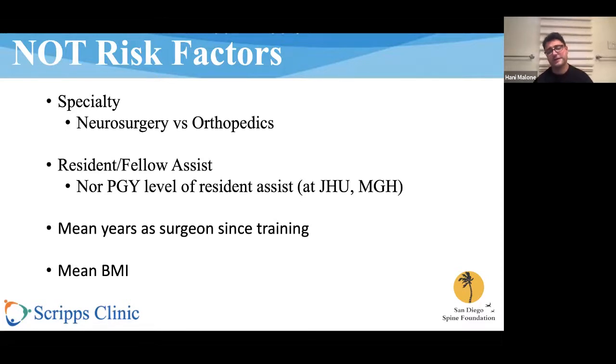Experience as a surgeon, so years out from training, didn't have an impact, which probably makes sense to me. Maybe the more experience you get, you're a little bit more expeditious. And then BMI did not have an impact. There were previous studies that showed that BMI was associated with it. But I guess if you're doing MIS cases, the length of your tube is longer, and the longer the tube, the less your dexterity. So I'm sure if you had a large enough sample, there would be some association with BMI, but they didn't find it in 1,000 cases.